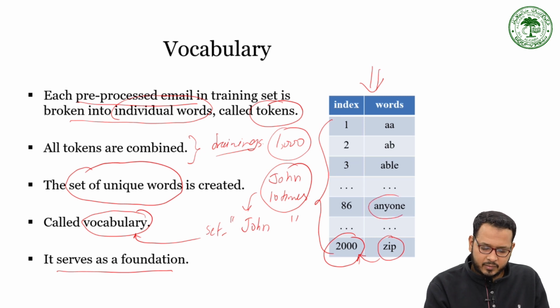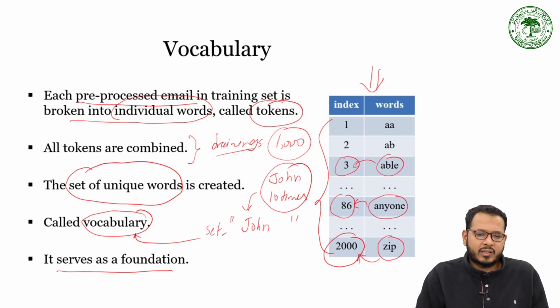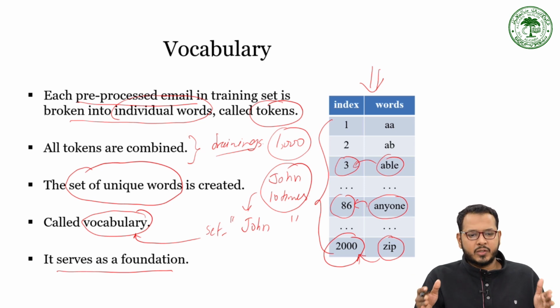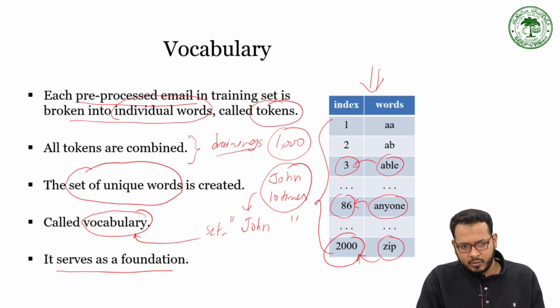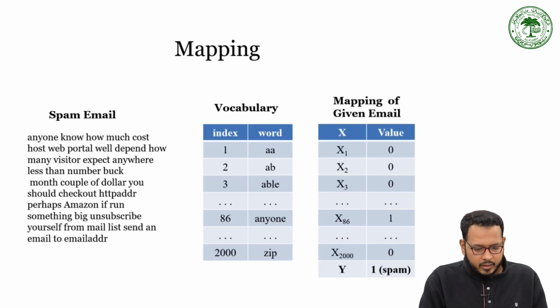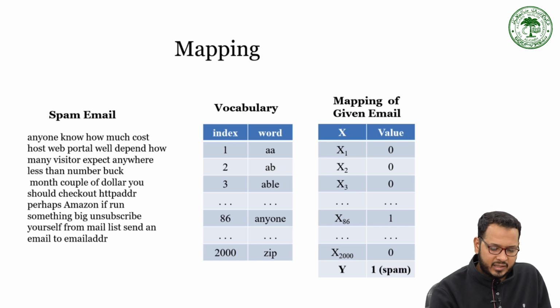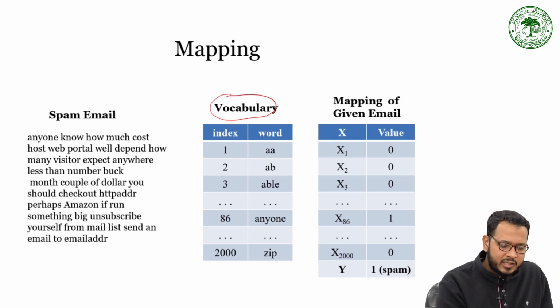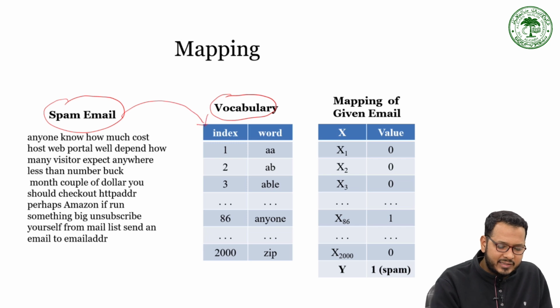The word anyone might appear at index 86, able might appear at 3, and so on for the other words. So for this specific case, our vocabulary has 2000 unique words, and the words are also matched with the corresponding index. Now, once this vocabulary is made out of the whole training data set, the next step is to take our spam email and compare that with the vocabulary.